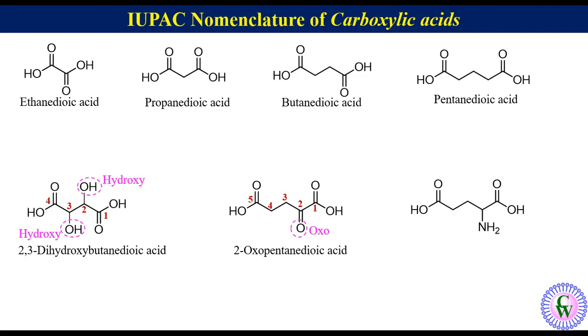Glutamic acid. It has 5 carbon atoms in the parent chain with an amino group at C2. So, the IUPAC name will be 2-aminopentane dioic acid.